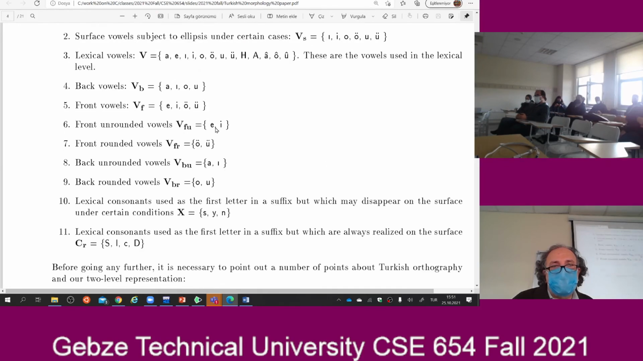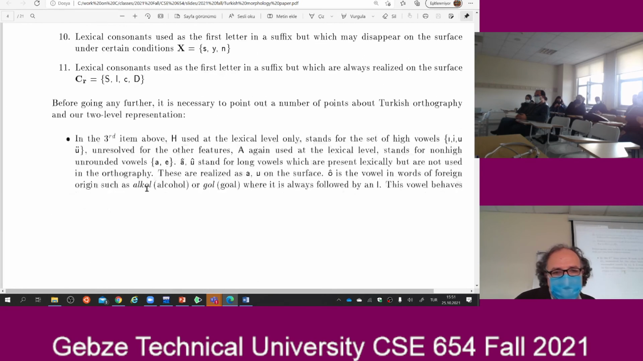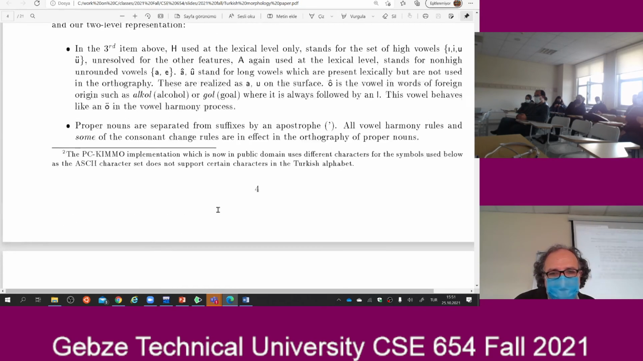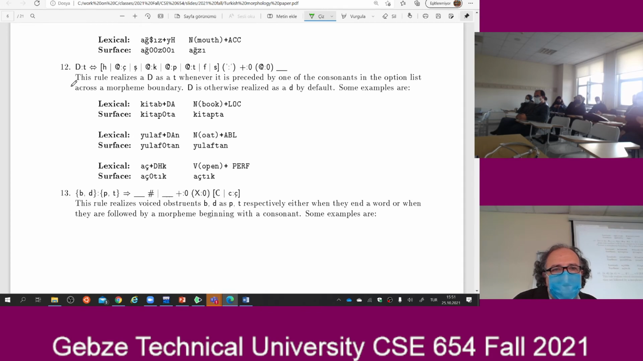Couldn't find D. Capital D? Yeah, I think it is defined somewhere. Here, D is a lexical DT stuff. Remember that DT stuff? It is defining that one. Okay, kitap, kitap, kitab da, kitap ta. Okay, so you are changing it.